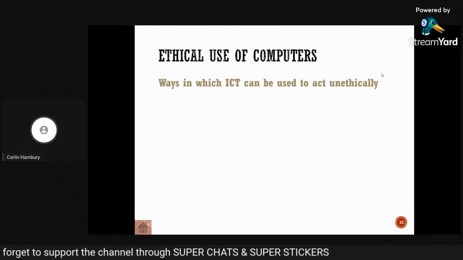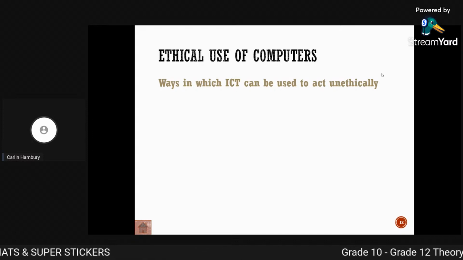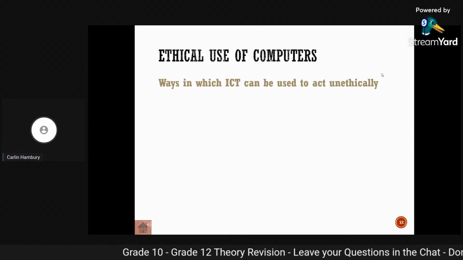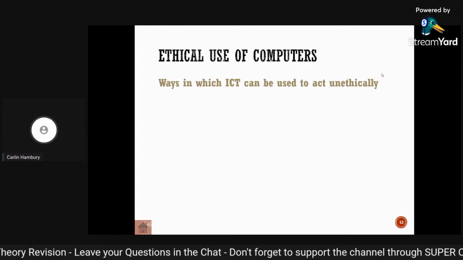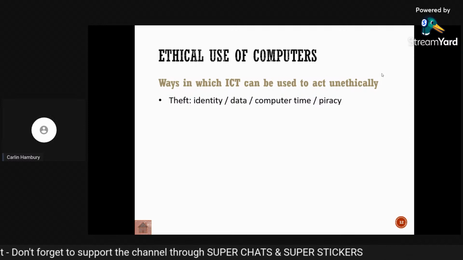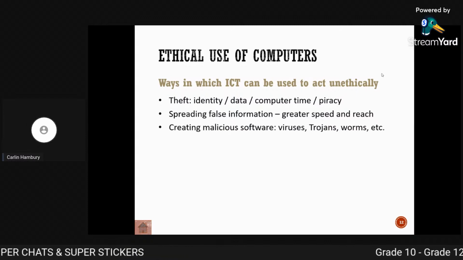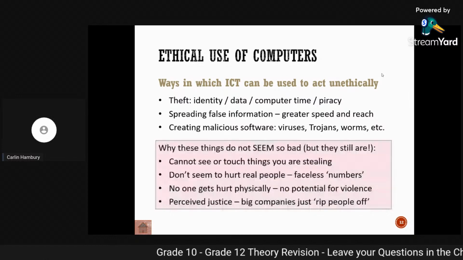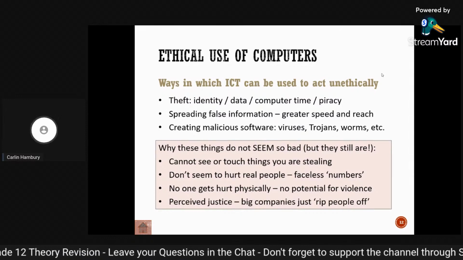Right, then we move on to ethical use of computers, ways in which ICT can be used to act unethically. Now, when we talk about the ethical way to use computers, we're talking about the moral way of correctly using our computers. So they're going to talk about a couple of ways of using it unethically. Things like theft, that could be identity theft, data theft, computer crime, it could be piracy, spreading false information, creating malicious or what we call harmful software like viruses, trojans, worms. Okay. Now, while these things don't seem so bad, they still are.